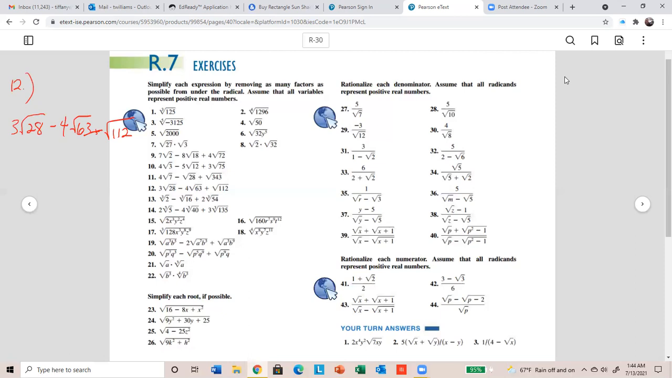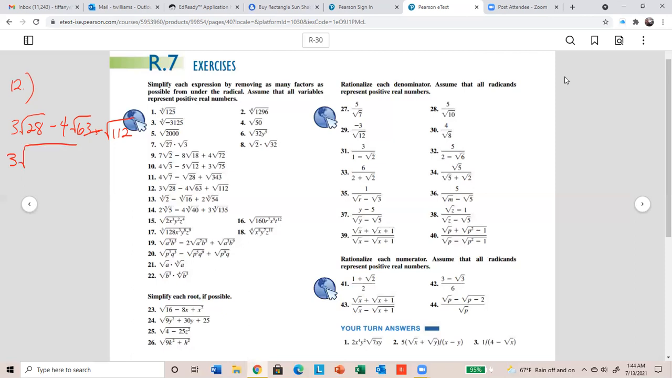So my radicand for my first radical is 28. My radicand for my second one is 63. And my radicand for my third one is 112. None of these are the same. So right now, I can't do anything with this problem. So what I'm going to do is use that simplification technique that we used for number 4. I'm going to try to clean these radicals up, because I do think there are perfect squares hidden in each one of these numbers.